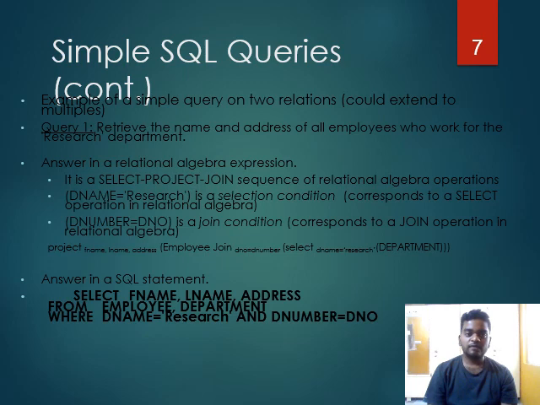An example of a simple query on two relations, which could extend to multiples. Query 1: retrieve the name and address of all employees who work for the research department. Answer: in a relational algebra expression, it is a select-project-join sequence of relational operations with the dname condition. In SQL: select fname, lname, address from employee, department where dname equals research and dnumber equals dno.